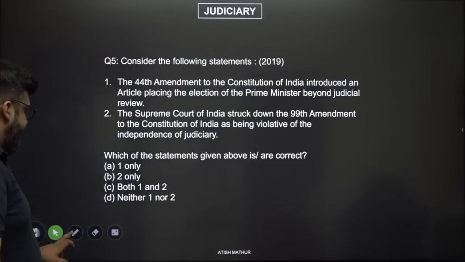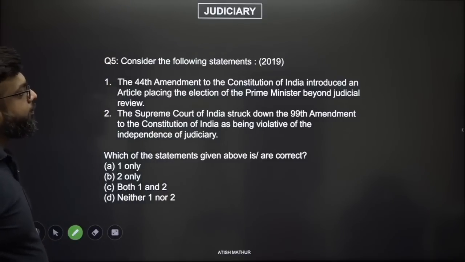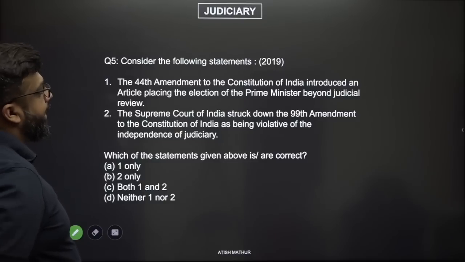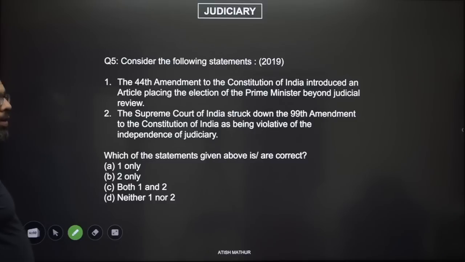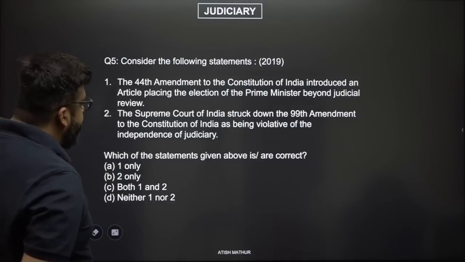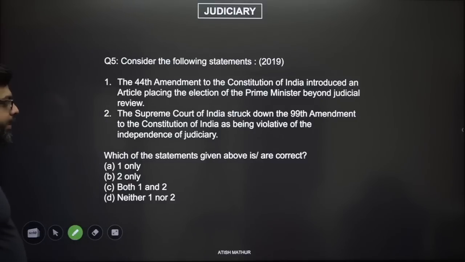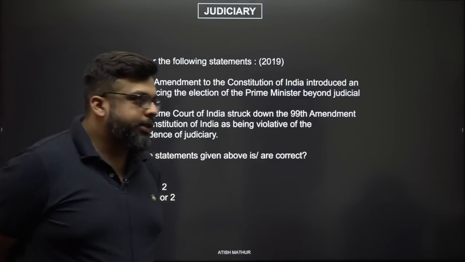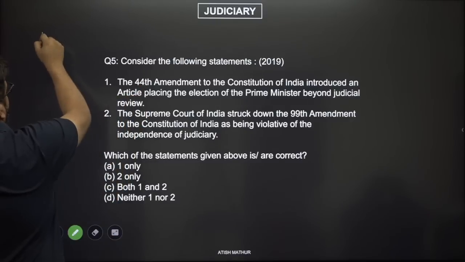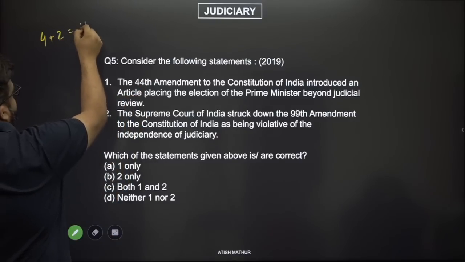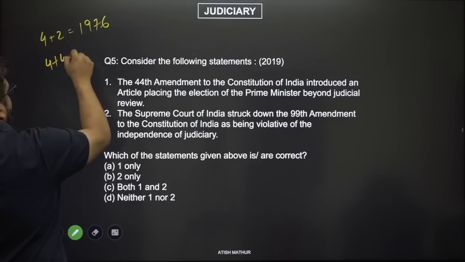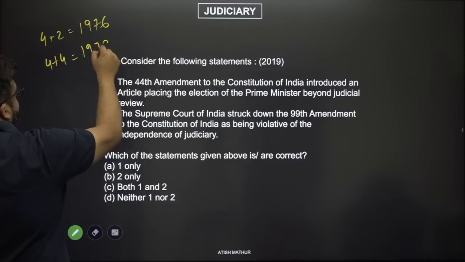Consider the following statements. The 44th Amendment of the Constitution of India introduced an article placing the election of the Prime Minister beyond judicial review. The Supreme Court of India struck down the 99th Amendment as being violative of the independence of judiciary. Now the 44th Amendment, we remember this, 4 plus 2 is equal to 6. The 42nd Amendment is 1976. 4 plus 4 is 8. So 44th Amendment is 1978.